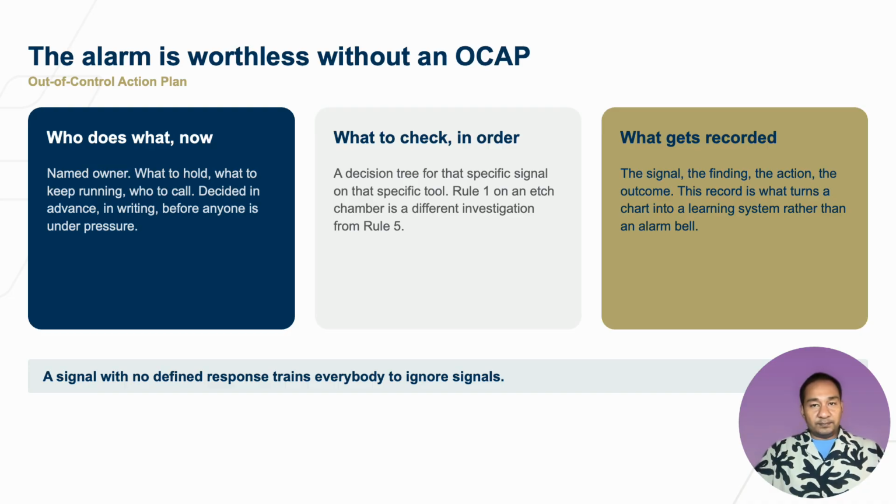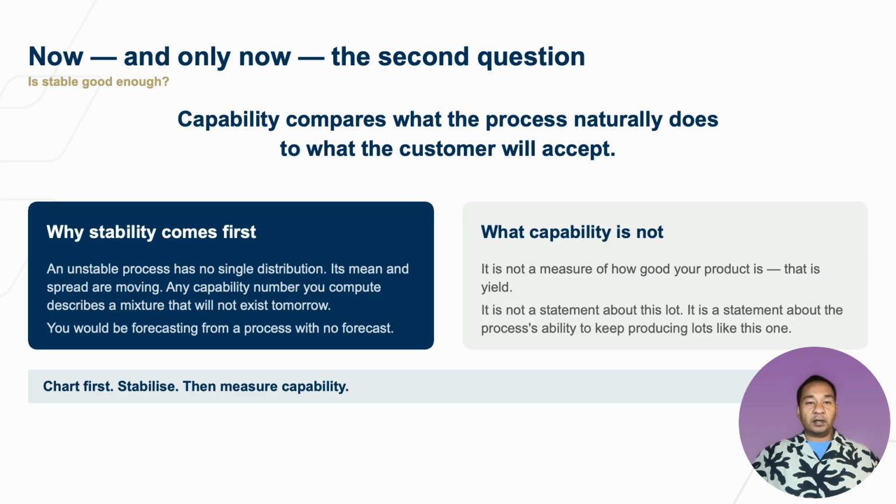What to check, in order: a decision tree specific to that signal on the tool. Rule 1 on an edge chamber is a different investigation from rule 5 on the same chamber. And what gets recorded? The signal, the finding, the action, the outcome. That last one is what turns a chart into a learning system rather than an alarm bell. Over a year, the OCAP record is how you discover which signals actually predict problems on your line. All right, we can now answer, is it stable?